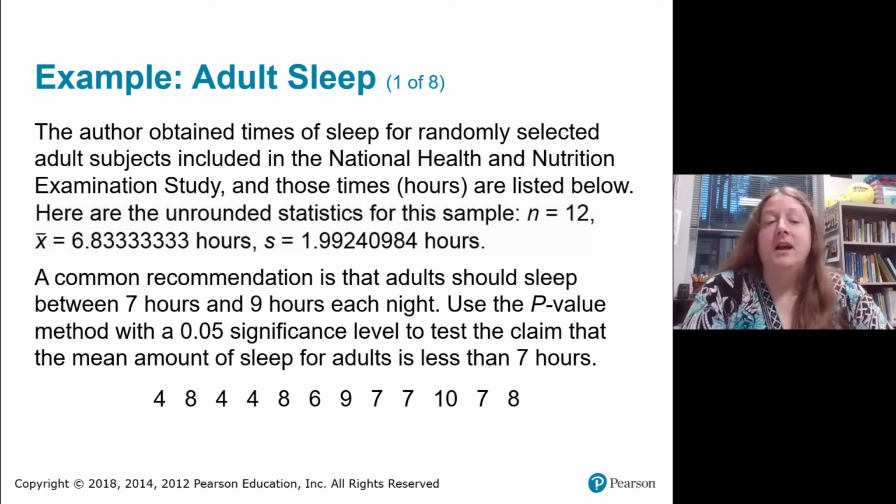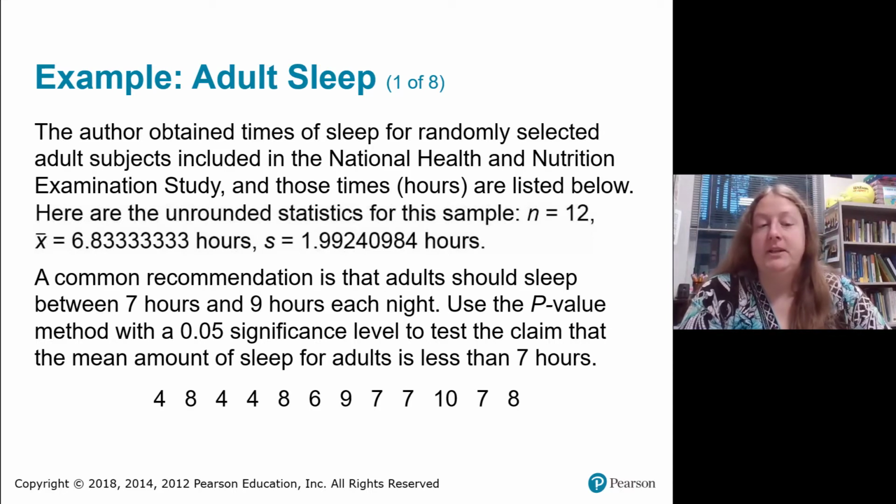A common recommendation is that adults should sleep between 7 hours and 9 hours each night. Use the p-value method with a 0.05 significance level to test the claim that the amount of sleep for adults is less than 7 hours.